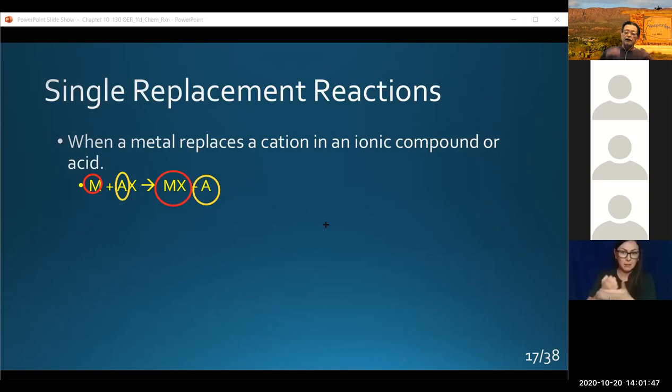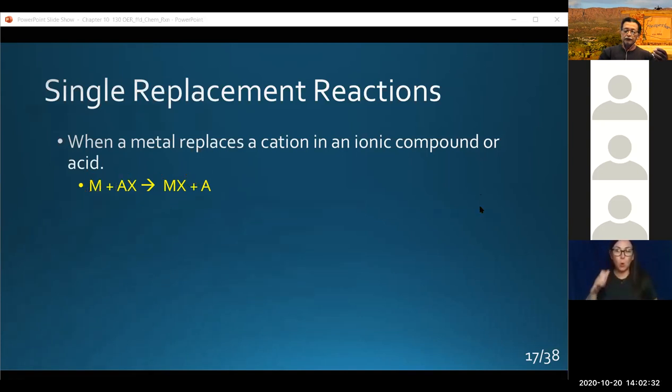A classic example of this is plating. Some of you may have jewelry that's gold plated. The way they did that is they took a metal, and most of the time they plate copper first, so it's solid copper, and you're able to replace that ionic gold with solid gold, plated gold on the surface. That's a classic example of what's called a single replacement reaction.